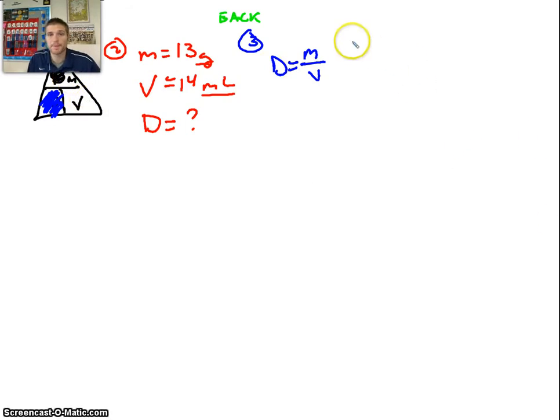The next part, okay, I put in, what do I know? Well, I know density is a question mark. I know mass is 13 grams. And I know the volume is 14 milliliters. Then finally, all I do is I plug this in my calculator.